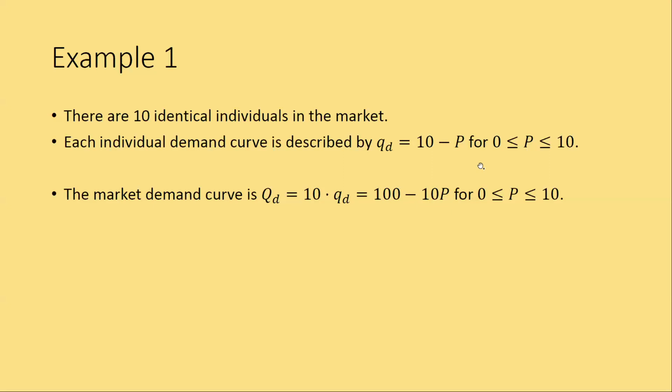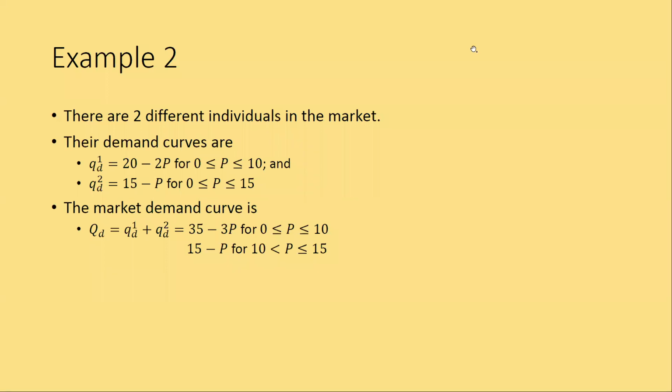In the next example, we are going to have individuals that have different preferences. In this example, we are looking at two different individuals. And again, by different, we mean that they have different preferences. So let's say we have done all the utility maximization problems and we have derived the demand curves for the two individuals. Say the demand curve for the first individual is 20 minus 2 times P, for P between 0 and 10, because neither the price nor the quantity is going to be negative.